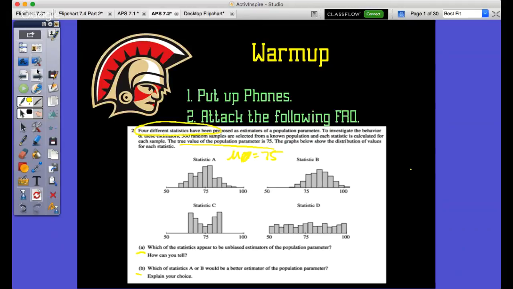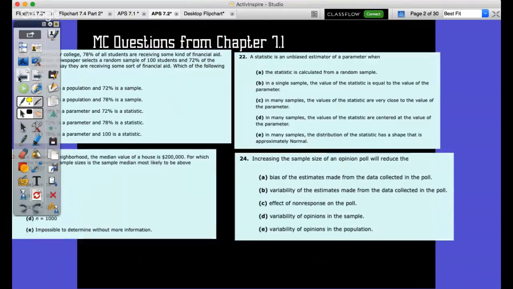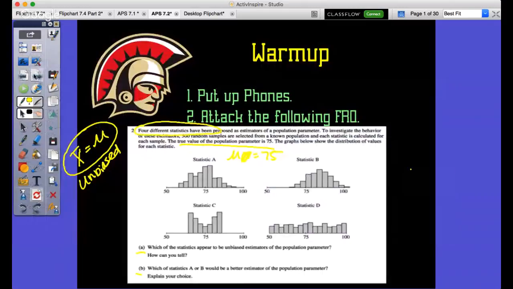So remember, just as a heads up, where x bar equals mu or as close to mu as possible, this allows us to see that it would be, in fact, unbiased, okay? Fantastic. All right, so do this. Go backwards. Do that real fast. Pause me, and we'll continue.